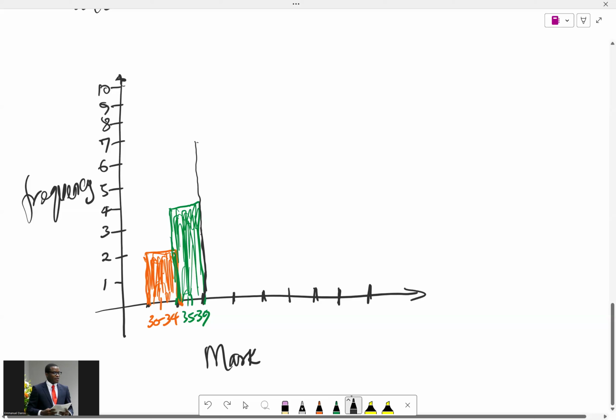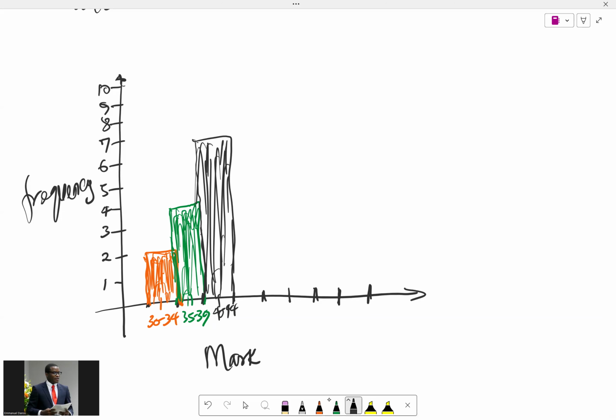That's a bit wide at the top. That's 35 to 39. Okay, so this again, 35 to 39. I mean, rather 40 to 44. 40 to 44 is 40 to 44. Okay. Next, we have 45 to 49. That is the highest. That is 45 to 49. That's 10. 10 in frequency.